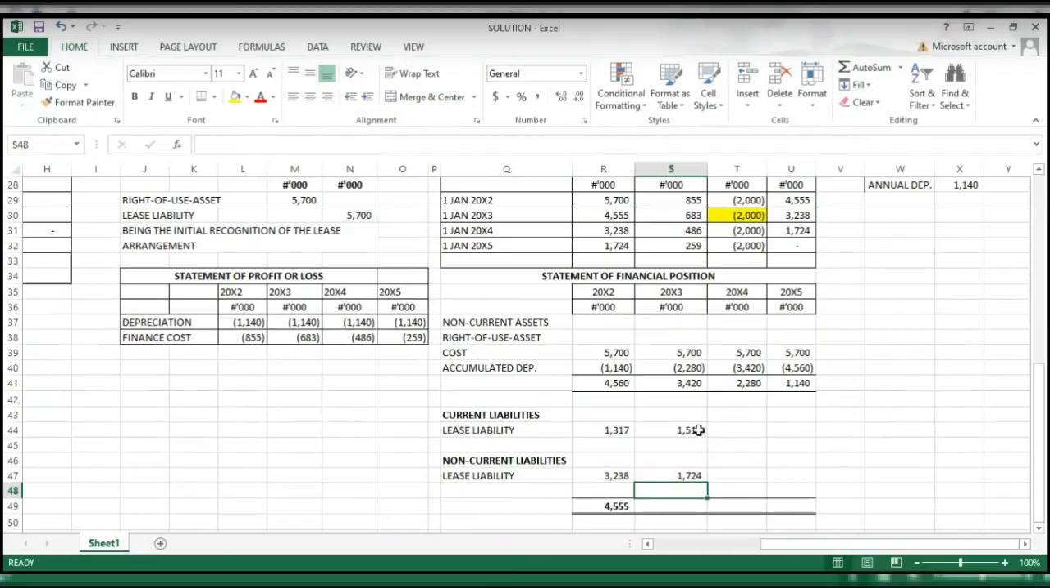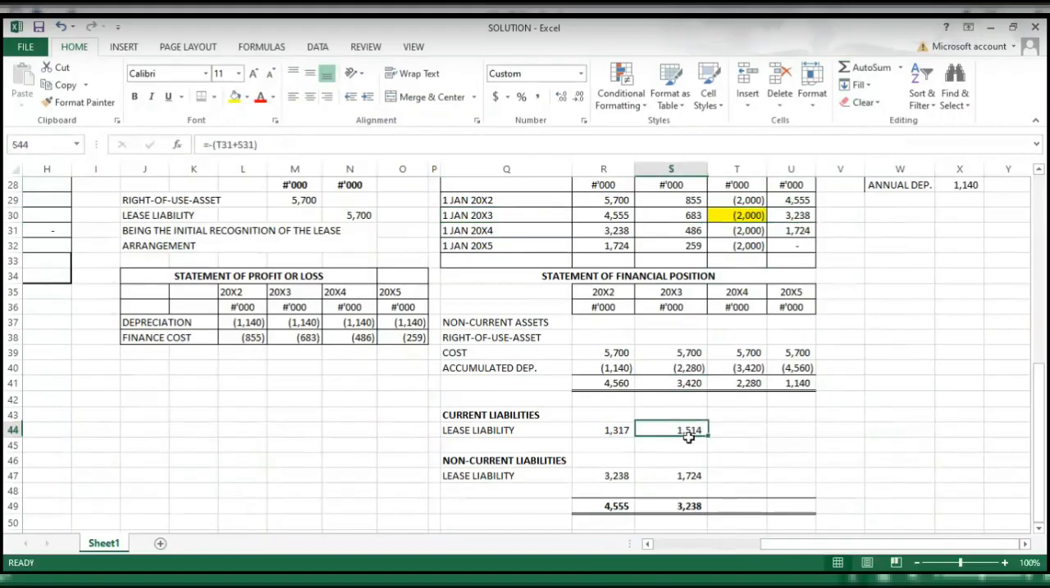So that when you add the two together again, you are going to have the closing balance for year 2 of the lease liability, which is what? 3238, which is what we have here. Don't forget, this is 20x3. Closing balance of the liability is 3238, which is what we have here as the closing balance 20x3.